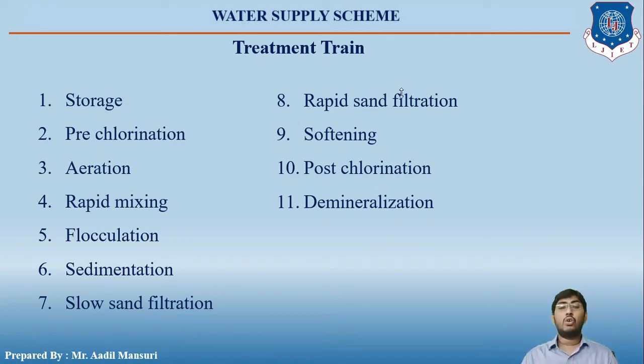So the choice of any particular sequence or train of treatment units will depend not only on the quality of the raw water and the treated water desired, but also on the comparative economics of the alternative treatment steps applicable, right? So let us have a look at each of these treatment trains. There are various cases for it. Let us have a look at it one by one.